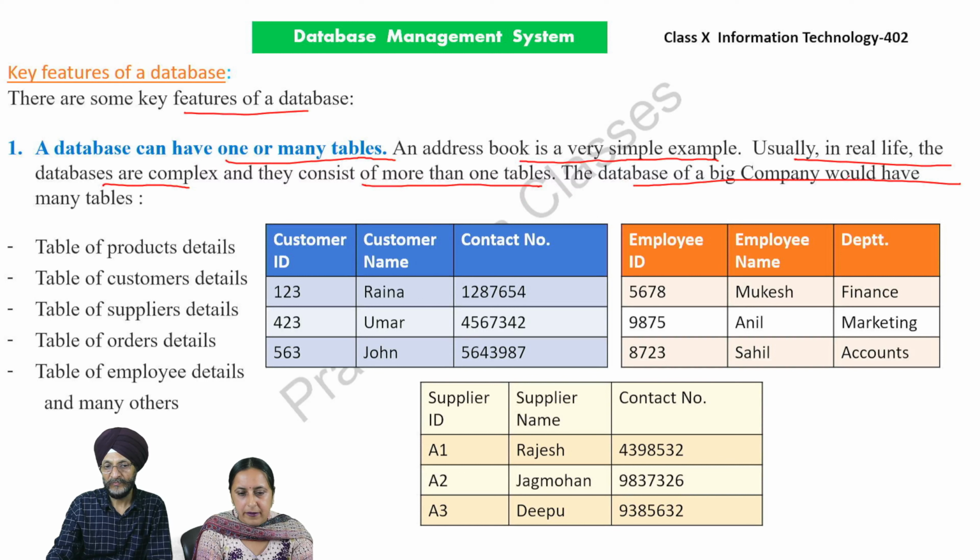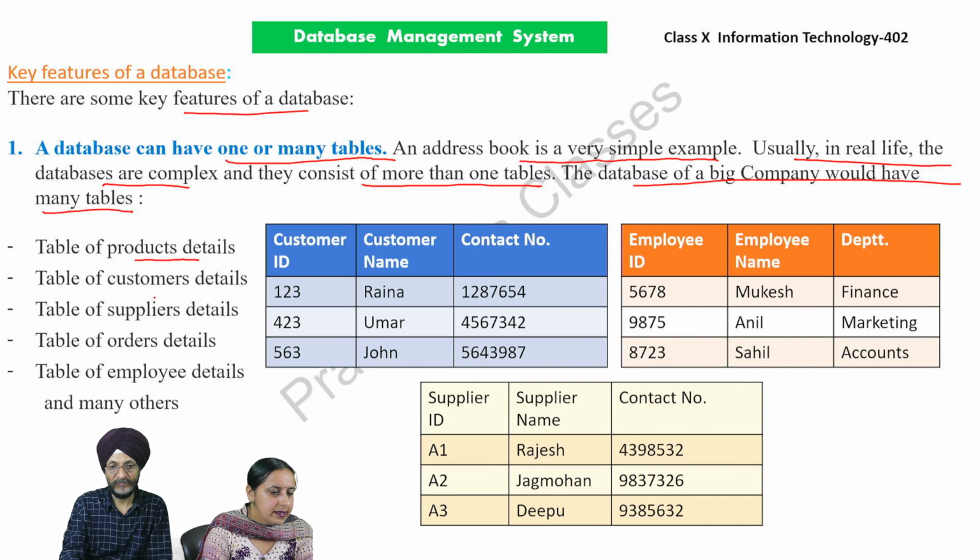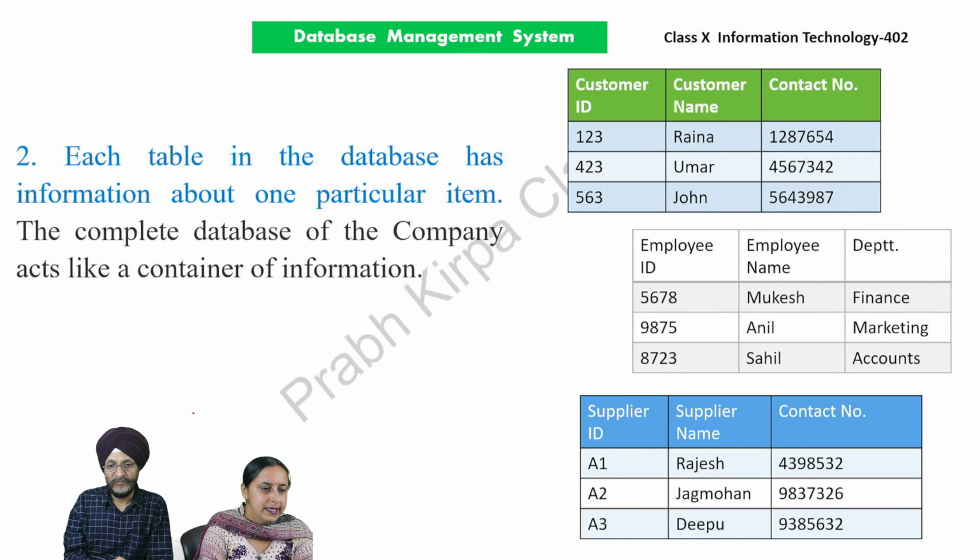The database of a big company would have many tables. Table of product details, table of customer details, table of supplier details, table of order details, table of employee details, and many others. Next, second, each table in the database has information about one particular item.